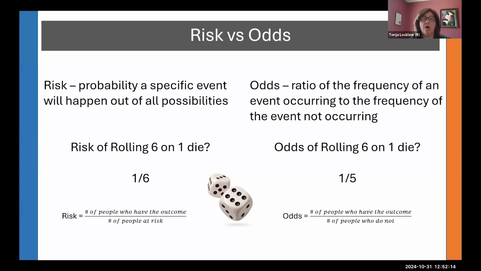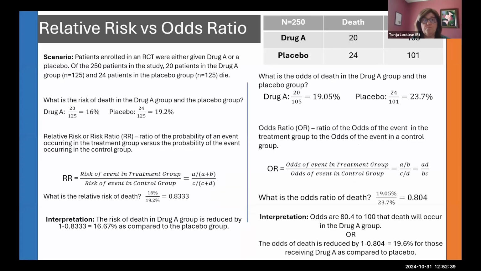So when you're calculating odds, it's the number of people who have the outcome over the number of people who do not have the outcome. A lot of times in mathematics, we would see odds written with a colon in the middle, 1 to 5. But that's what it looks like, and those are the differences between those two values. And again, I think a die is a really quick example to keep those in mind.